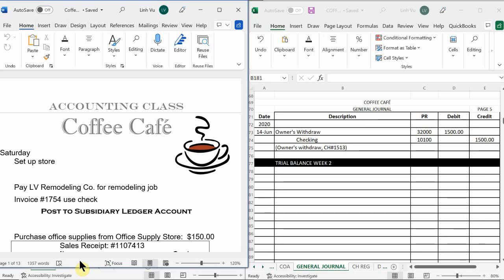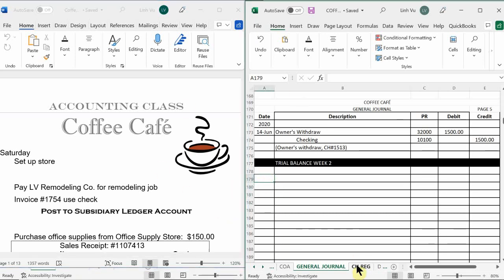How do I record this transaction? What am I going to do? Checking. Is checking going to come first or last? Last. Yes, checking's going to go last. Okay, good. So then what's going to be my debit? Not inventory. Okay, LV Remodeling, whatever we paid them for.